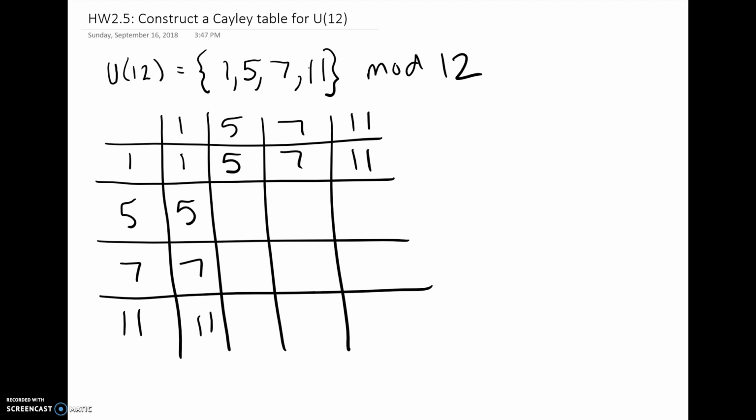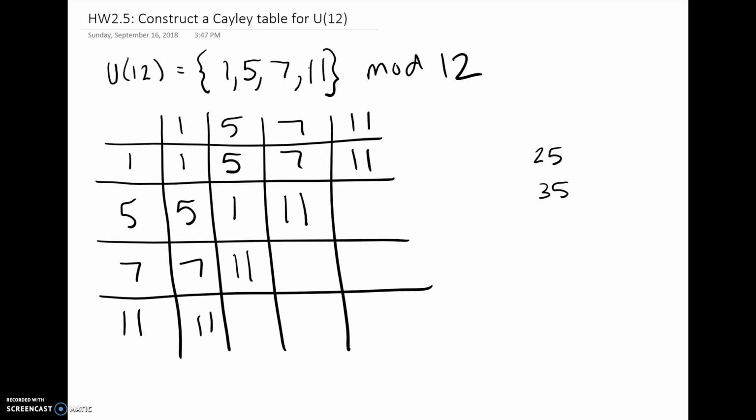All right, so 5 times 5 is 25, but in mod 12, that would be 1, because 12 goes in 2 times with a remainder of 1. So 5 times 7 would be 35. So 12 goes in 2 times with a remainder of 11. So same thing for 7 times 5.